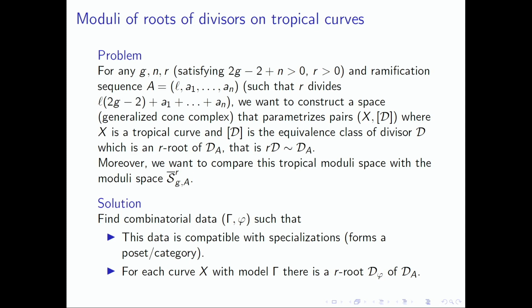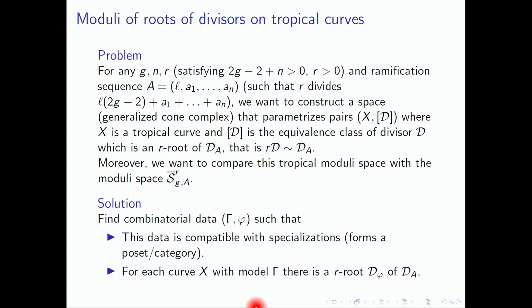I want to consider and construct a tropical moduli space. So I want to codify, I want to encode all the combinatorial data that comes from the problem in a pair, Gamma and Phi. Gamma stands for the curve, and Phi is a mysterious datum that I don't want to introduce now. But to construct a tropical moduli space, this data should be compatible with specializations. This is important because we want to glue together cones to get a tropical moduli space.